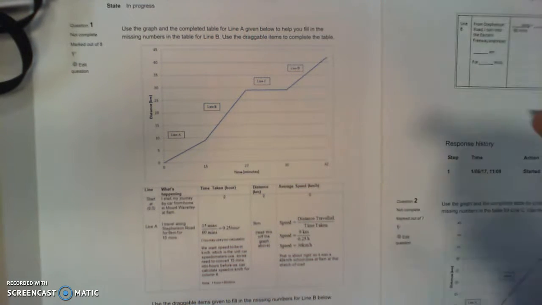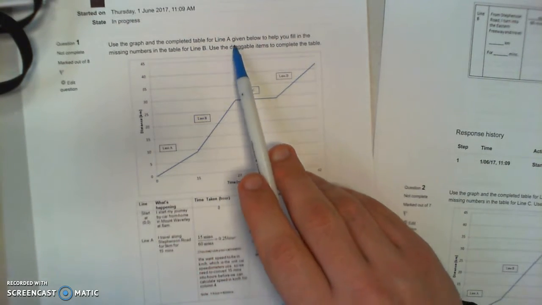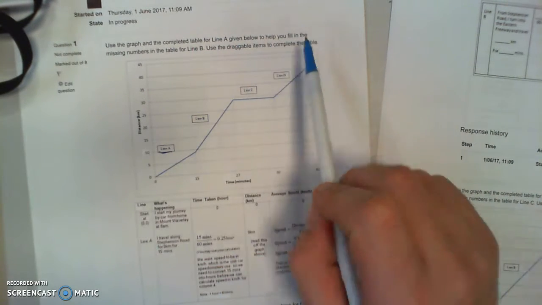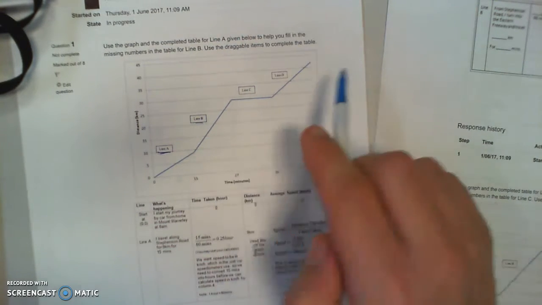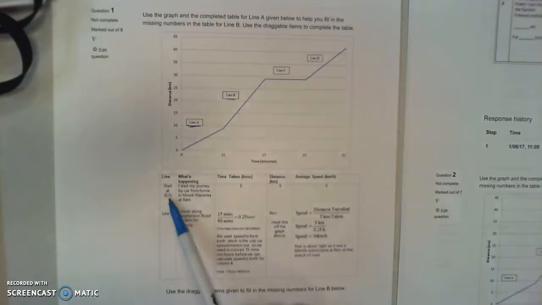Right? So we're going to use the graph and completed table for line A, given below, to help fill in the missing numbers in the table for line B. Use the draggable items to complete the table. Alright, so what's happening at the start?